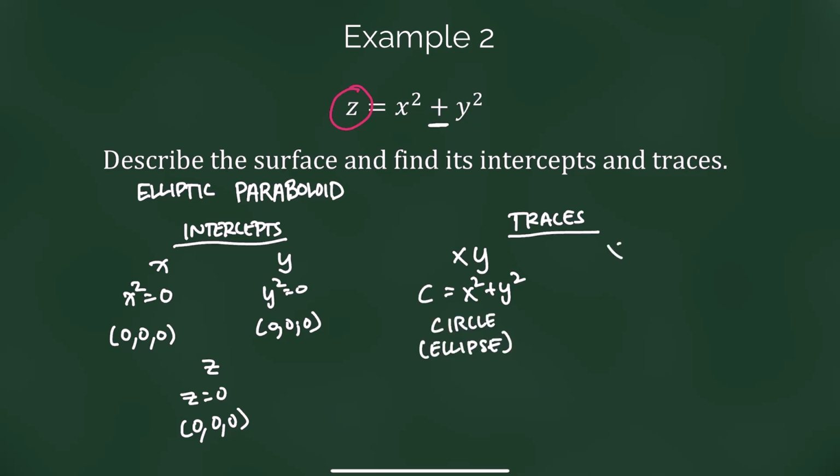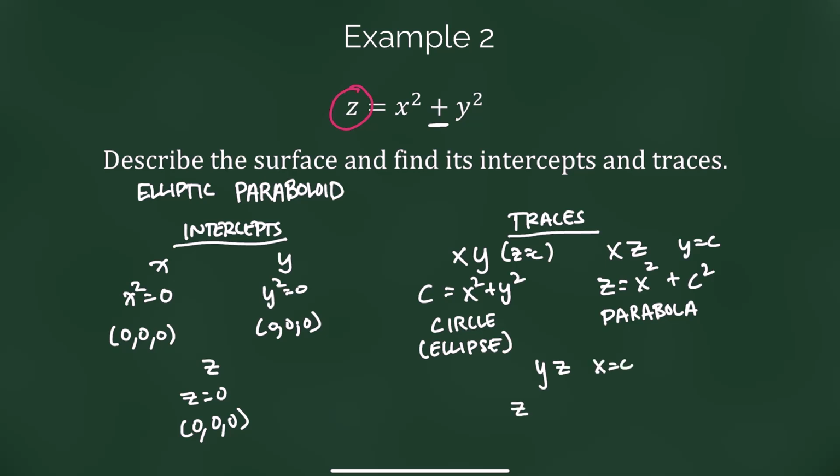Let's do the xz trace. So now I'm going to let y be c. So this was let z be c, I'm going to let y equal c. So I get z is equal to x squared plus c squared. Well, that is a parabola. It's in the xz plane parallel to the y-axis. And so it's a parabola. And then if we do the yz plane, so now we're letting x be c, we're going to get z equals c squared, that's constant, plus y squared, which is again a parabola.